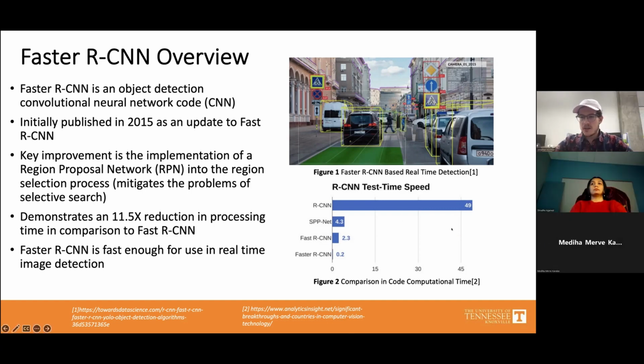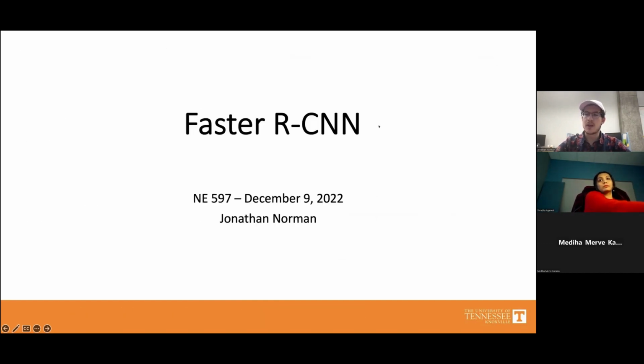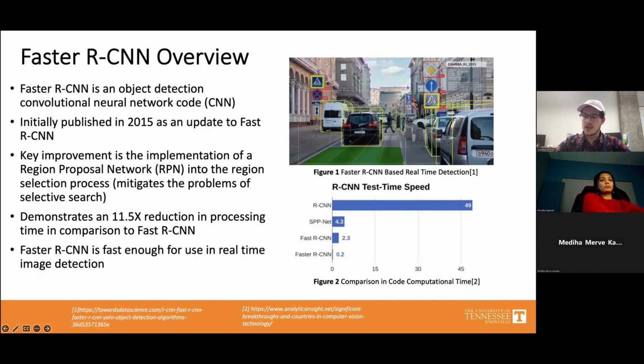On the right here, this is showing a graph of the decrease in computation time as you go from RCNN to fast RCNN to faster RCNN. And the image above is showing what a bit of an output from this image detection looks like. You have all these different objects in the image. They are all boxed to separate them from the background, and they are identified.